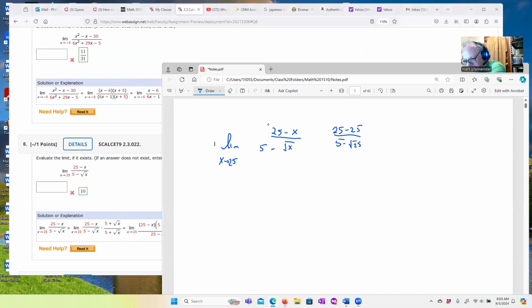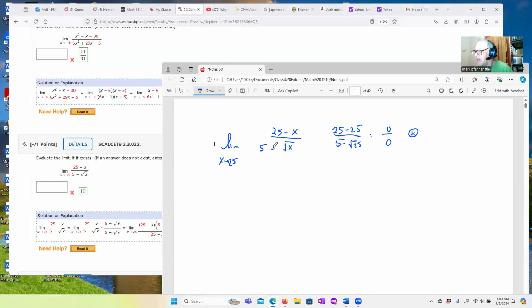Let me turn this back on. There we go. Now you can see me a little bit. And we end up with 0 divided by 0. This is always an unhappy situation. Okay, I mean it's not really unhappy, like we can't do anything with it, but this is always a hint that we need to do more.